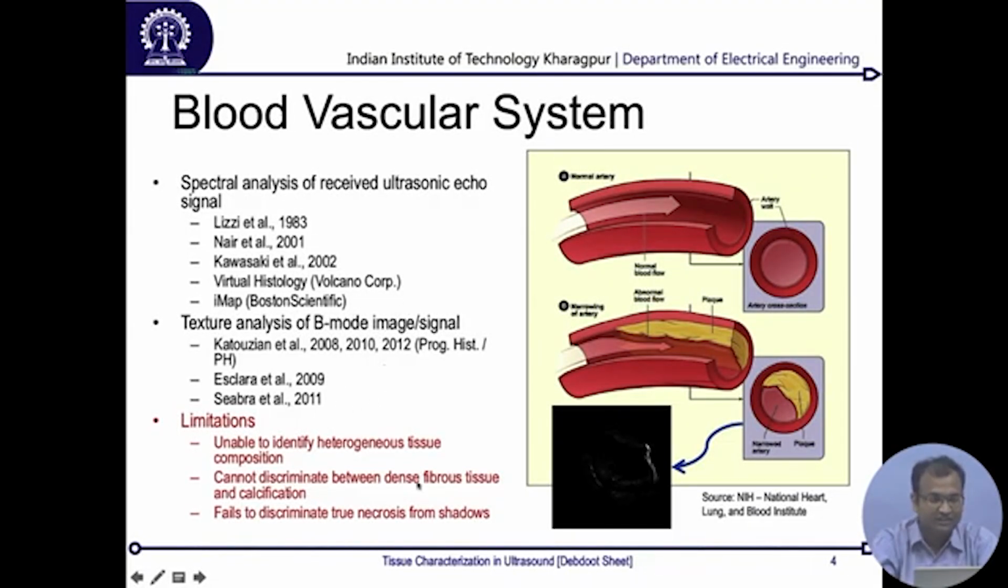The next issue is that all of these methods fail to discriminate between dense fibrous tissue and calcification, because both of them exhibit a very steady speckle behavior, as you see over there. None of them have been able to do that in the past.